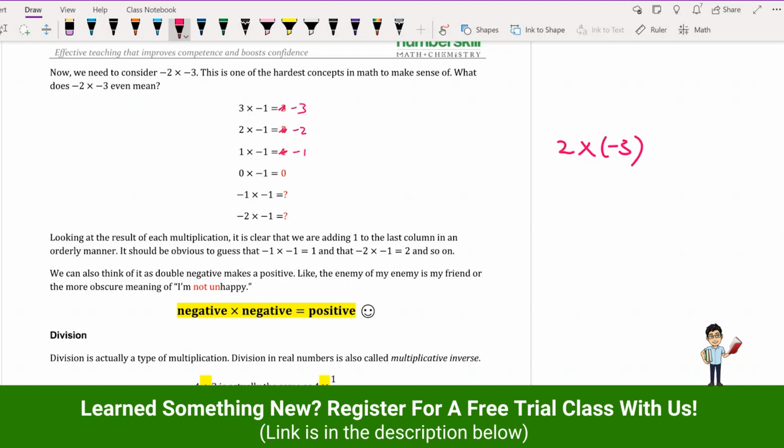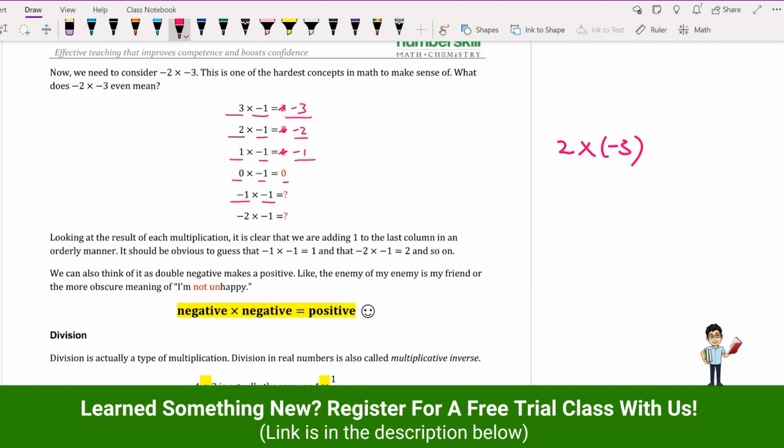If you look at the table that I prepared here, you can see that 3 times minus 1 is minus 3. We talked about it just now. So positive and negative is negative. 0 times this is 0.